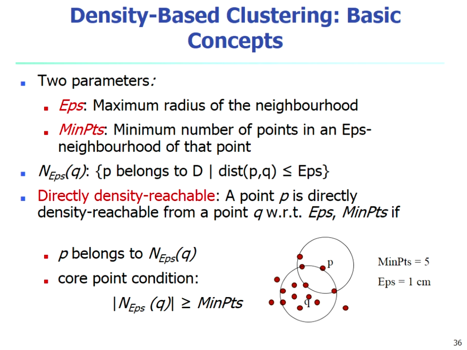Another concept, the concept of directly density reachable. A point P is directly density reachable from a point Q with respect to EPS and MinPts if P belongs to N_EPS of Q and the core point condition holds, so the size of N_EPS of Q is at least MinPts. Any questions?